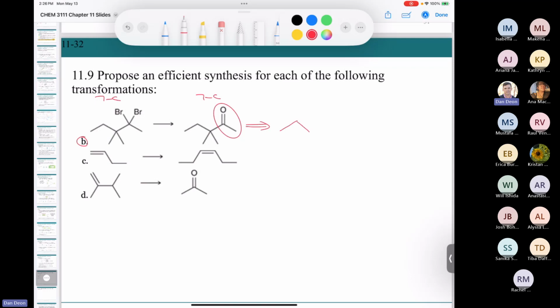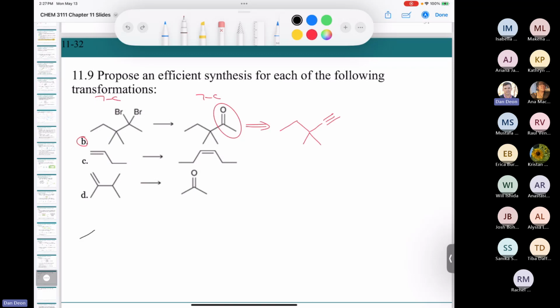So if we have 1, 2, 3, 4, 5, right? It has to come from this compound. So now the question becomes, well, how do I get from here to here? Well, you use excess sodium amide followed by water, right? So let's scribble some of this down. I don't have a lot of space here, but we'll scribble it down right here.